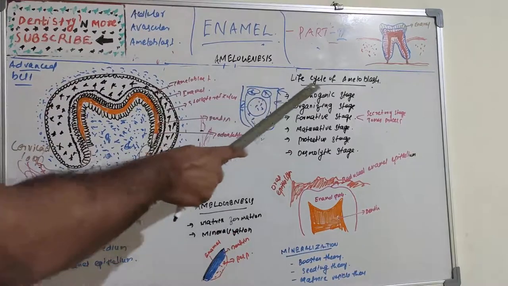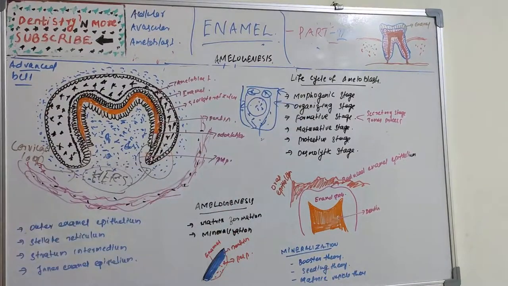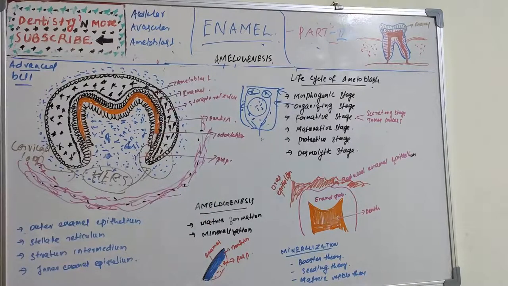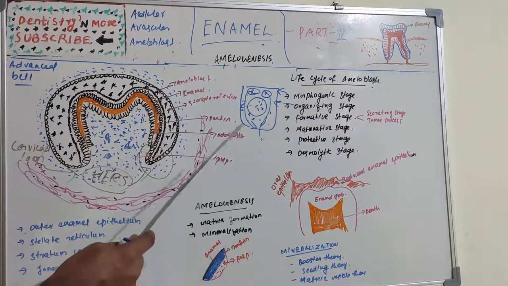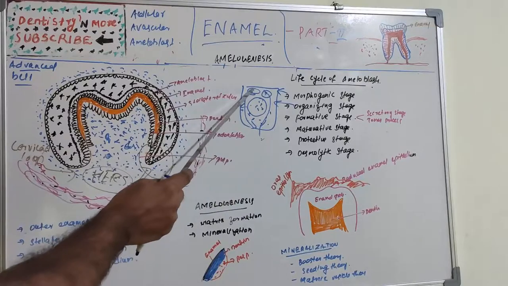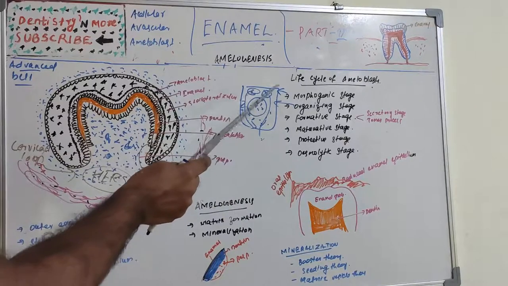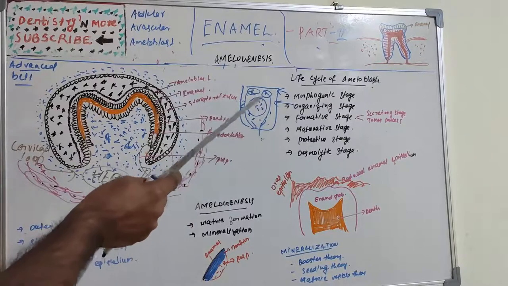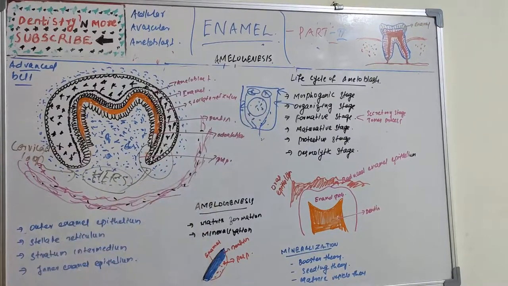So the changes happening in morphogenic and organizing stage. Okay, so in organizing stage, what happens? The inner enamel epithelium becomes taller. The reversal of functional polarity. Before that, in morphogenic stage, we have Golgi apparatus and centrioles located at the proximal end, and mitochondria evenly distributed. Okay, so let this be the nucleus.